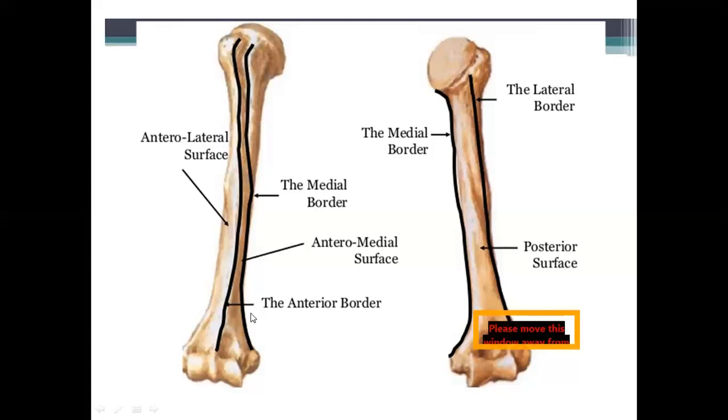Now let us see what are the various surfaces we have. Between the medial border and anterior border, the surface is the anteromedial surface. Between the anterior border and the lateral border, we have the anterolateral surface, and between the medial and lateral border, we have the posterior surface. So we have 3 borders and 3 surfaces related to the shaft of humerus.